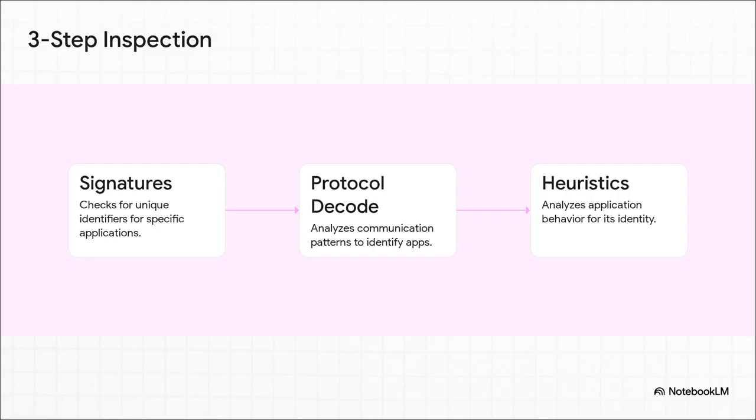It moves to step 2, protocol decoding. Here, it basically analyzes the language of the traffic to figure out what it's trying to do. And if the app is still a mystery, it uses heuristics, which means it just watches the application's behavior to figure out what it is. It's this smart cascading approach that almost always gets an ID.